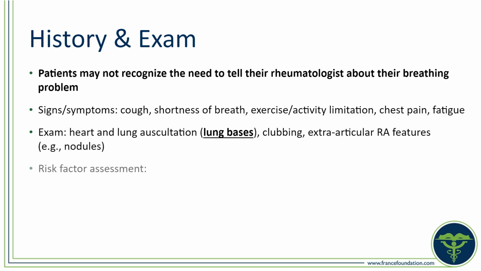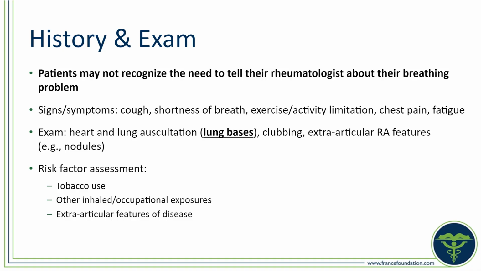We need to assess for different risk factors. So in rheumatoid arthritis, this includes tobacco use or other inhaled or occupational exposures such as silica or coal, other extraarticular features of disease such as secondary Sjogren's, and then identifying a severe RA disease phenotype. Typically, this is things such as high disease activity, deformities.